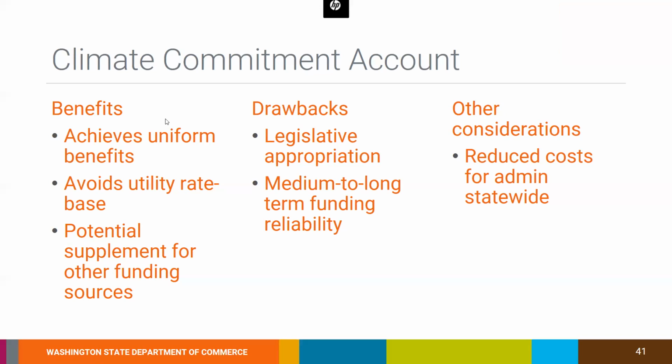Sean. Briefly, I'm all for using the CCA revenues. I think it's a great funding source for a statewide program if we go that route. There could be a couple potential considerations. I don't know if I'd call them drawbacks, but considerations to think about. If Washington links with Quebec and California, I think we see allowance prices could go down drastically. That could mean a reduction in revenues for the state, so that might get to the medium to long-term funding reliability. There may be a question there.